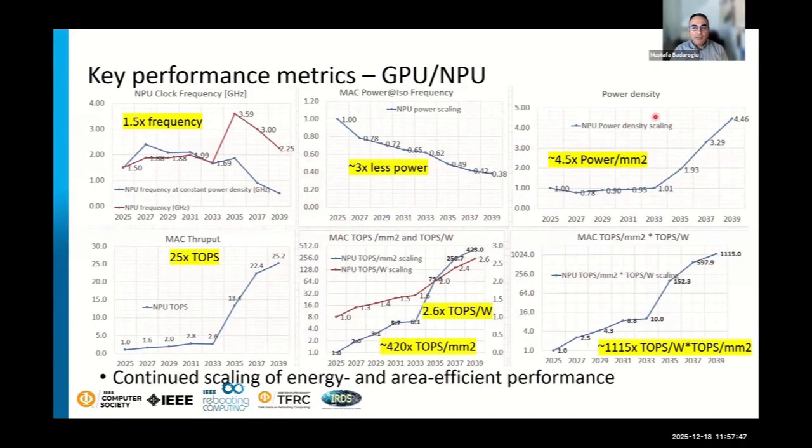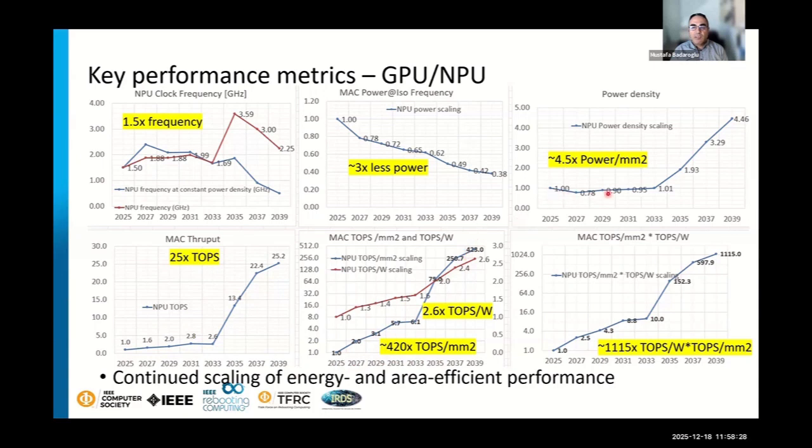This is the key metrics we have derived from the IRDS projection. So we don't have any problem in the compute performance improvement. With the scaling and adoption of 3D stacking technologies and more regularity and fault tolerance, we expect to see a 25x increase in performance, and even in the performance density per unit area, more than 400x at 15 years, as the forecast.